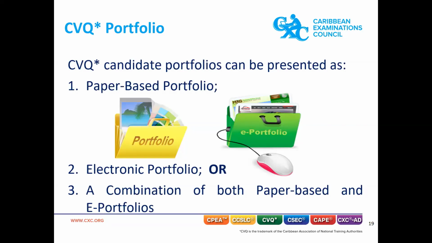CXC accepts, the council accepts paper-based portfolios, electronic portfolios, or a combination of both paper-based and e-portfolios. But guess what? Because the auditors now from CXC cannot come to see you. Can you imagine? We cannot interact with you face to face. We have to do it in the virtual space.